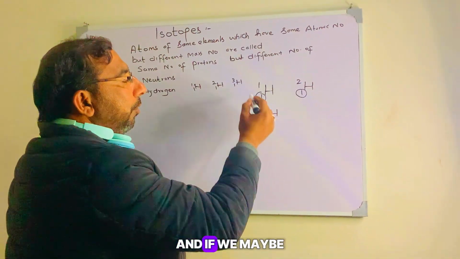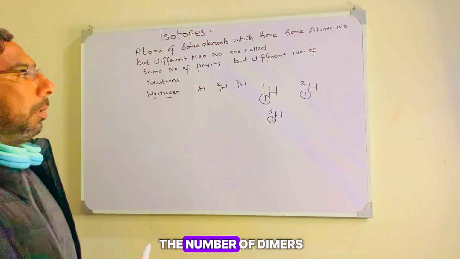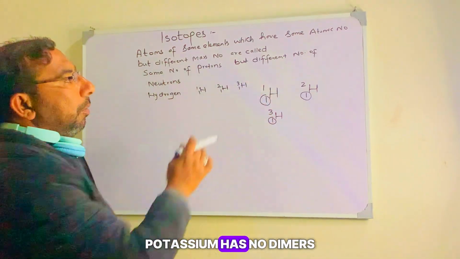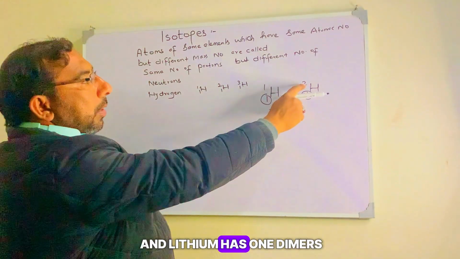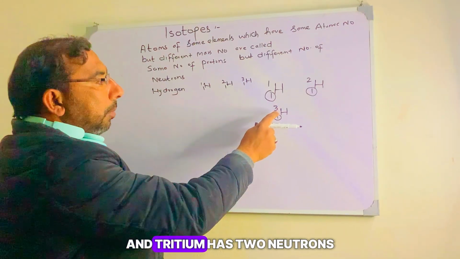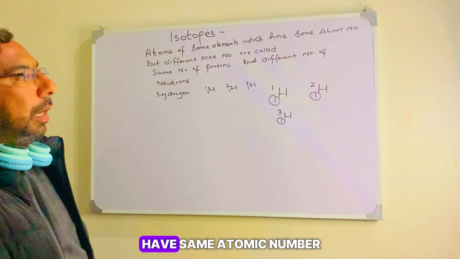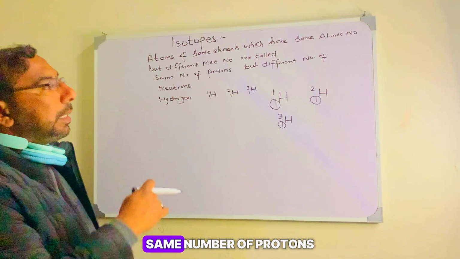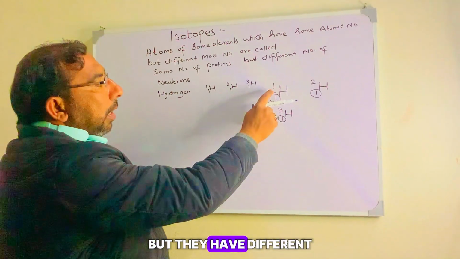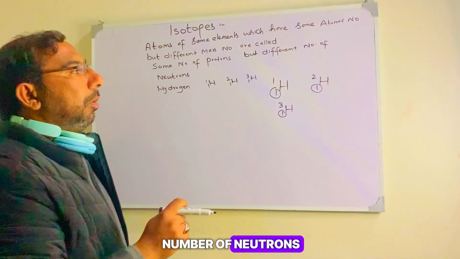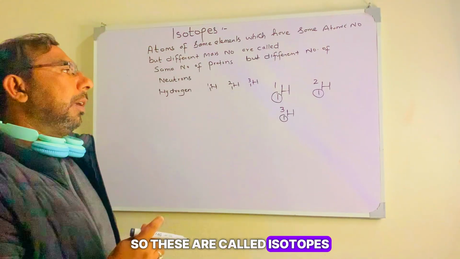And if we determine the number of neutrons, protium has no neutrons, deuterium has one neutron, and tritium has two neutrons. We can see that these three atoms have the same atomic number, the same number of protons, but they have different numbers of neutrons. So these are called isotopes.